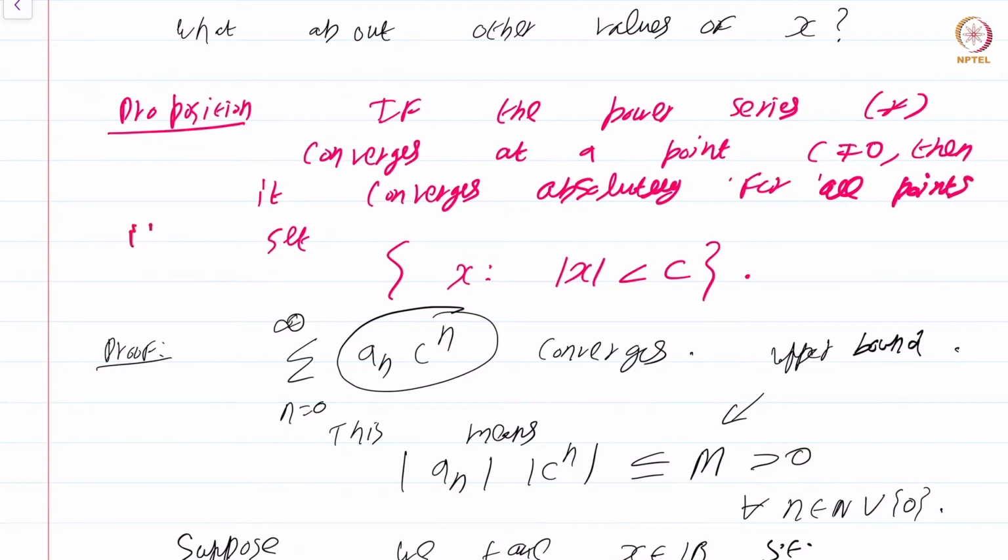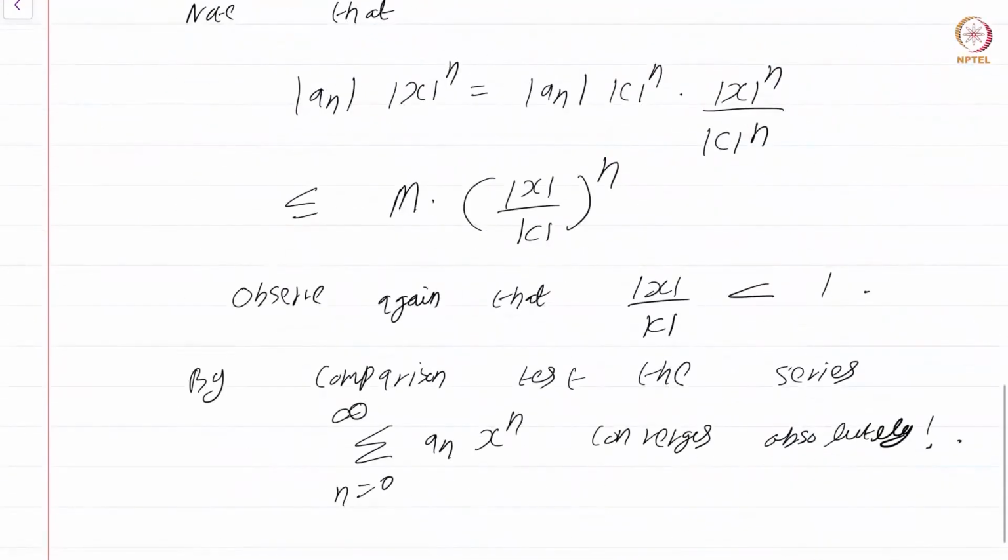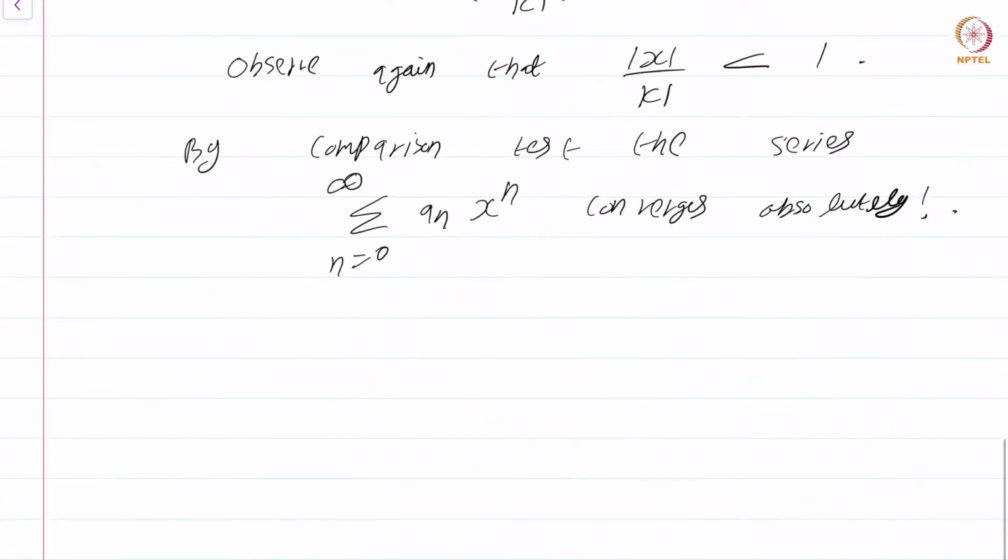In the set of x such that mod x is less than c. So what we have shown is, if the power series converges at some non-zero point c on the real line, then in fact it converges in the open interval minus c to c. Okay, so this prompts the following definition.